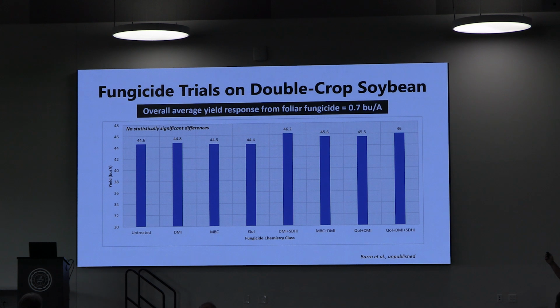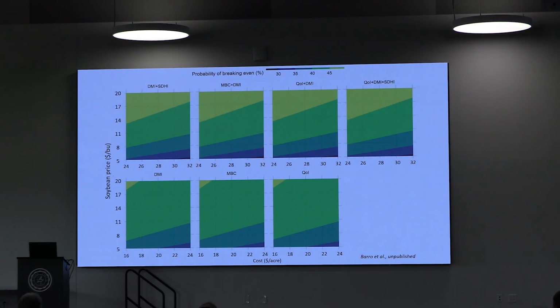So the overall average yield response when we compare the untreated to all of the fungicides was only 0.7 bushels per acre. And these charts represent the probability of breaking even. They're a little bit complicated, so I'll kind of walk you through this. Each one of those individual figures are the different chemistry classes. So we have mixtures up at the top, and then some single active ingredient fungicides at the bottom.